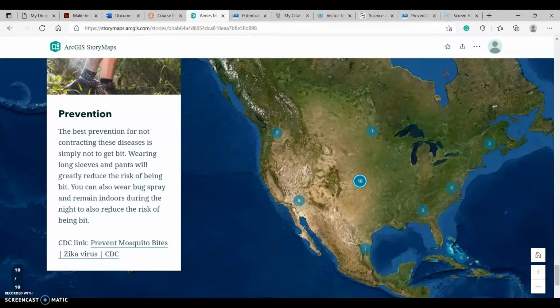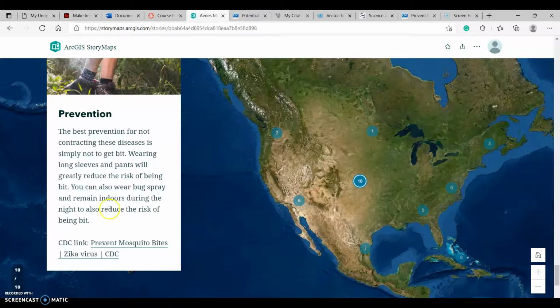And then along with bug spray, you can find these at any large store, Walmart, Target, Albertsons, whatever. They all sell it. This can greatly reduce the risk of being bitten. Along with the long sleeves, it will help prevent the spread of the diseases or prevent you being bit by the species.